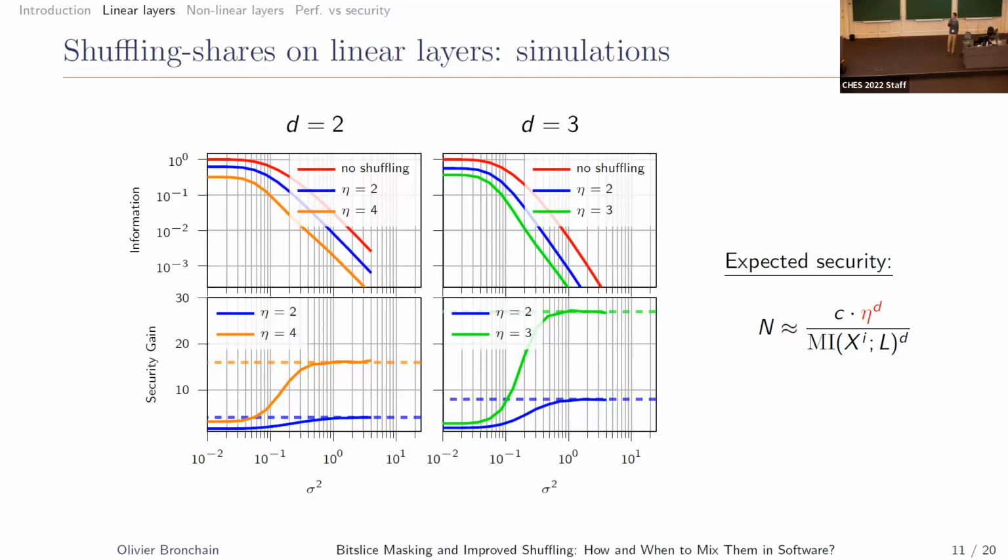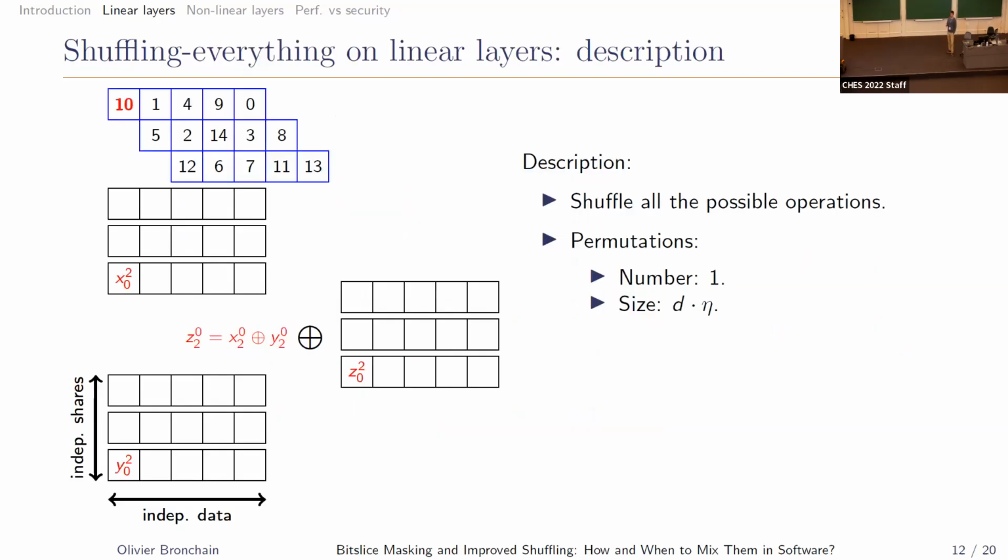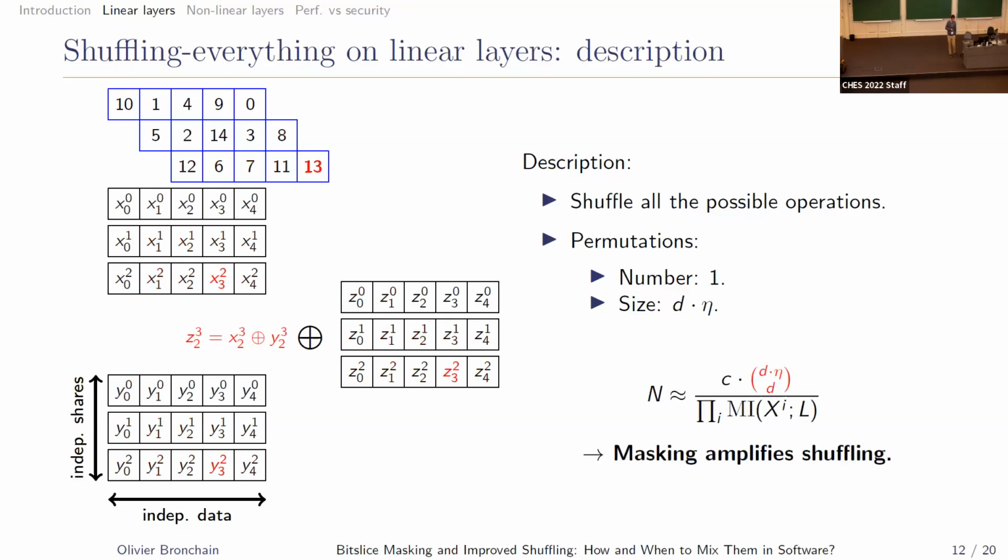Actually, for linear layers, yes. What we can do, and that's what was proposed by Rivain et al. in 2009, essentially, is you have all these eta times d independent operations to do. So you can just generate a huge permutation on all these elements and then process them according to the permutation. I'm sorry, the animation is not that smooth. The pointer is a bit slow, sorry.